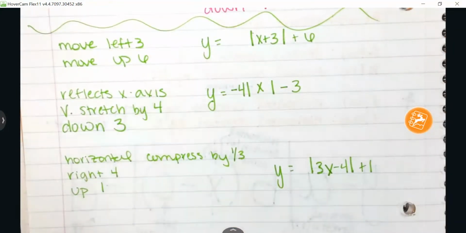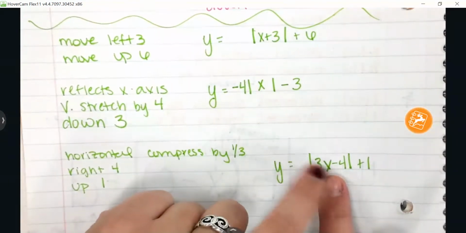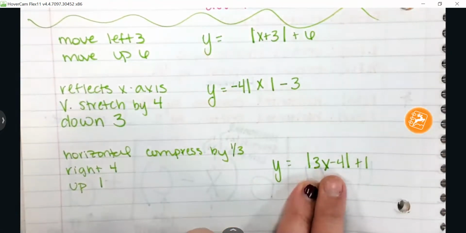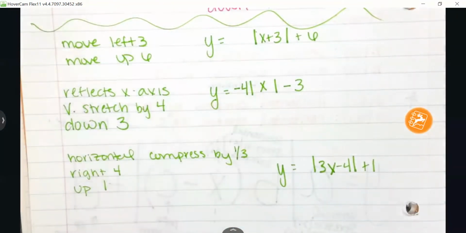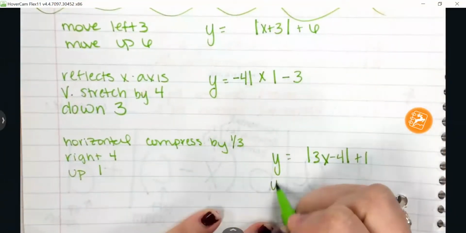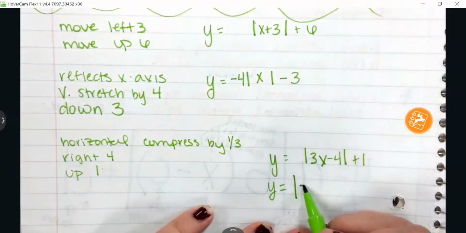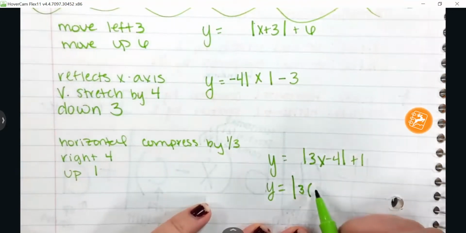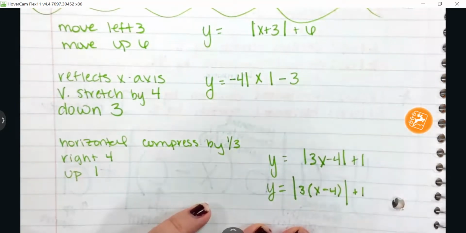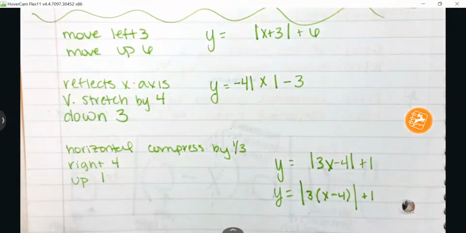Here's why. Nothing can touch your letter X. This 3 cannot touch that letter X. How can we separate things in math? By putting what? Parentheses. So the correct way to write this would say y equals the absolute value, 3 parentheses, x minus 4, plus 1. Nothing can touch your letter X.